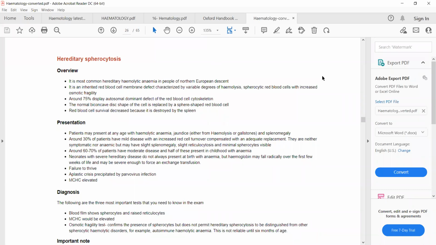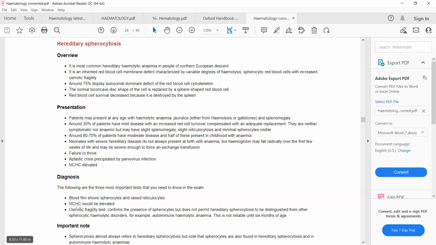Then if the presentation of both hereditary spherocytosis and G6PD deficiency is the same, how are we going to diagnose it? The initial investigation, again, in this case, will be a peripheral blood smear and a complete blood count. A peripheral blood smear will show spherocytes. As we discussed in the previous lecture, if spherocytes are present on a peripheral blood film, there will be two differential diagnoses that should come into your mind. One is hereditary spherocytosis, and the second one is autoimmune hemolytic anemia.